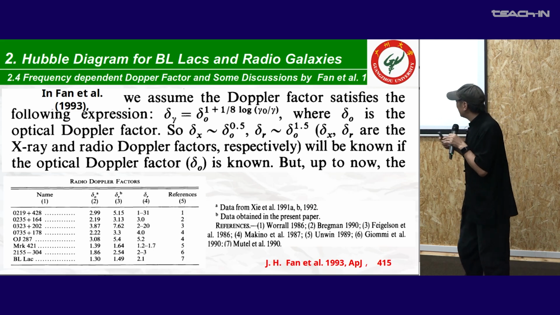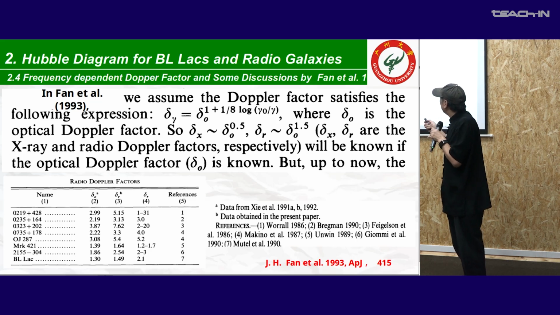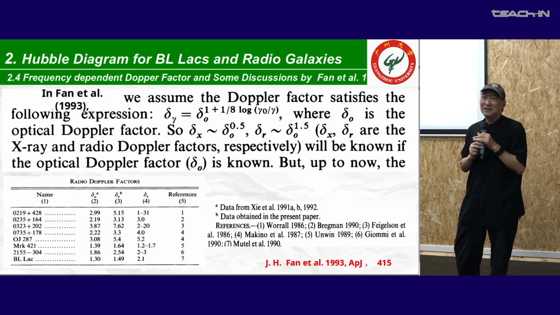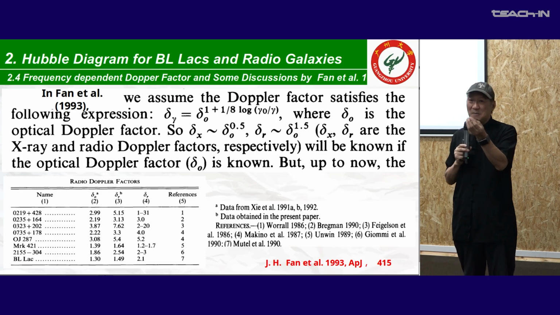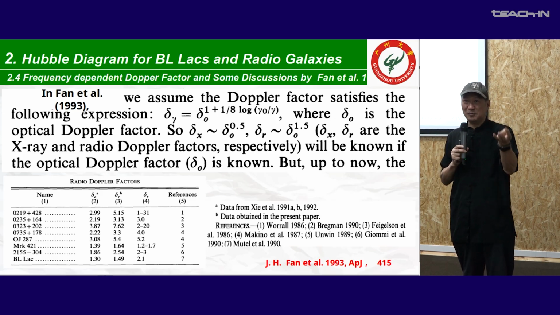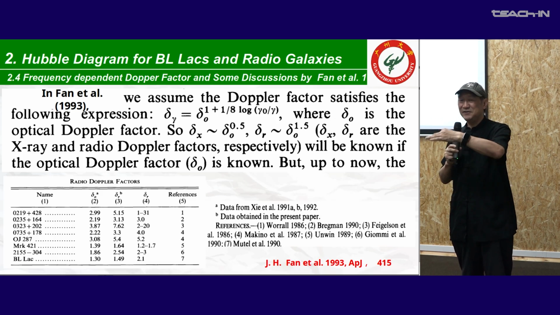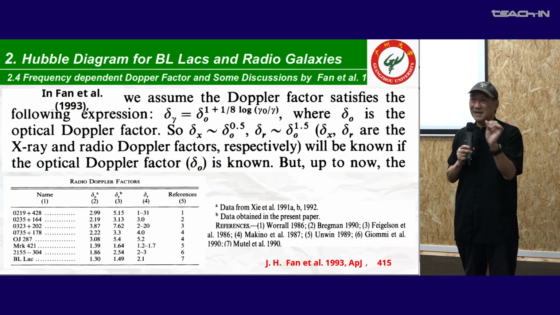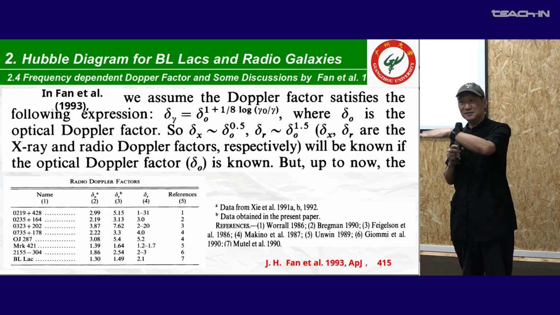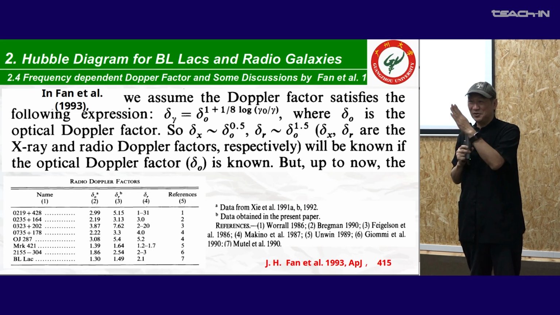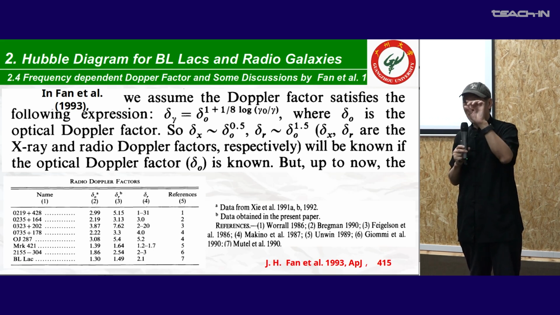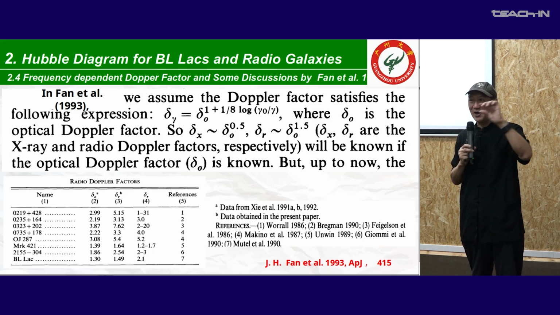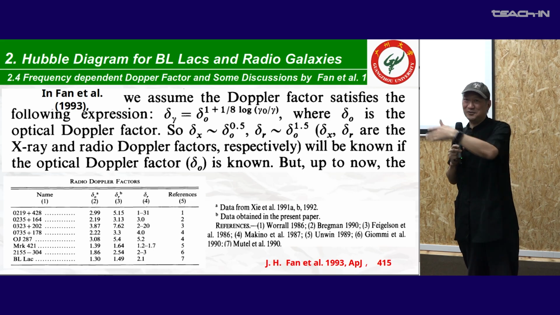So we use this relation. If we have the optical Doppler factor, we can get the X-ray Doppler factor and the radio Doppler factor. Then we can get the intrinsic radio flux density and X-ray flux density, and analyze the correlation between radio, optical, and X-ray for all of these sources.